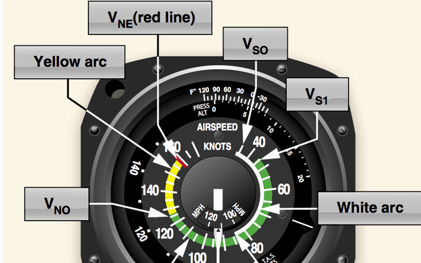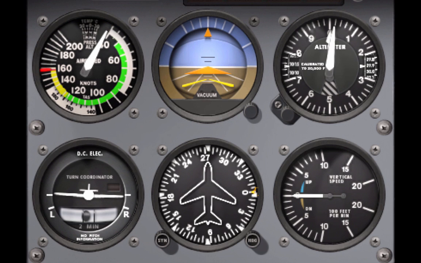Prior to takeoff, the ASI should read 0. However, if there is a strong wind blowing directly into the pitot tube, the ASI may read higher than 0. When beginning the takeoff, make sure the airspeed is increasing at an appropriate rate.